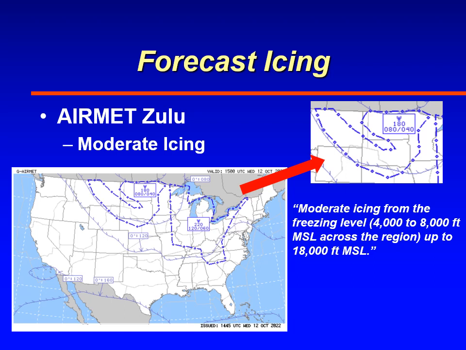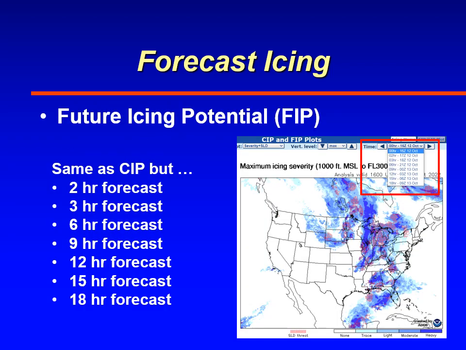AIRMETs Zulu provide forecast areas of moderate icing. Here's a graphic showing you across the United States the areas where you can expect moderate icing. I zoomed into the area of North Dakota, South Dakota, Minnesota, and Montana, showing an area of moderate icing from somewhere between 4,000 to 8,000 feet, starting at that altitude, based upon the freezing level across that region, and topping out at 18,000 feet.